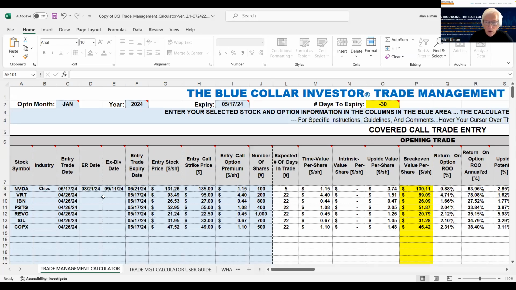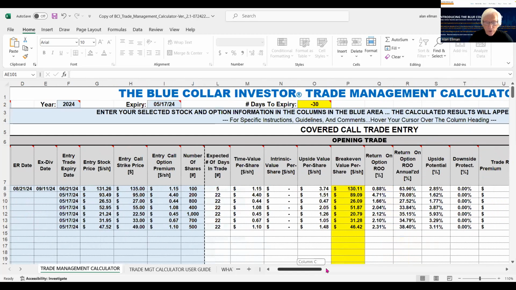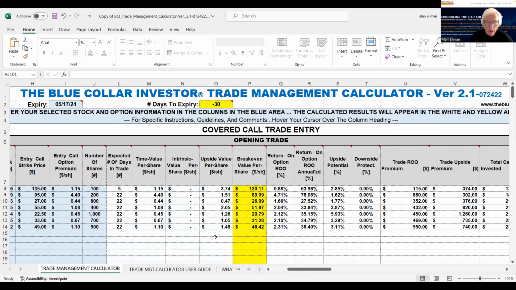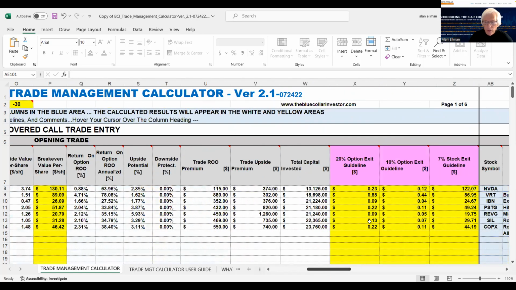In the blue cells on the left third of this spreadsheet for covered call writing is where you make your trade entries into these blue cells. Price of the stock, you can enter additional information like the industry, ex-dividend dates, earnings report dates, and so on and so forth. Then if you scroll further to the right, the next section, this is actually still the top third for covered call writing, you will get your initial returns. And scrolling further to the right, you'll get your exit strategy buyback price points.